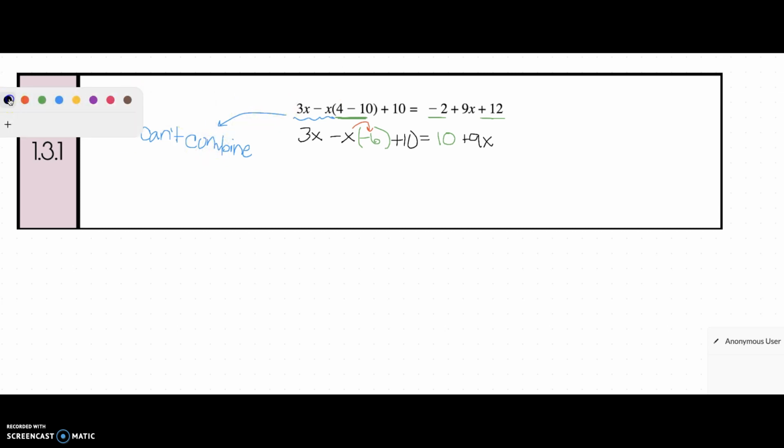So if I distribute, I get 3x, and then notice the minus and the minus, so I have plus 6x plus 10 equals 10 plus 9x. And then I have some more like terms that I can combine. I have that 3x and 6x to combine to 9x. Everything else stays the same.